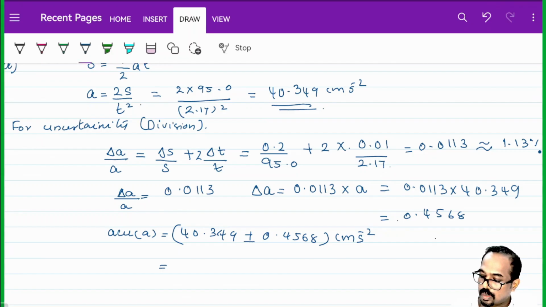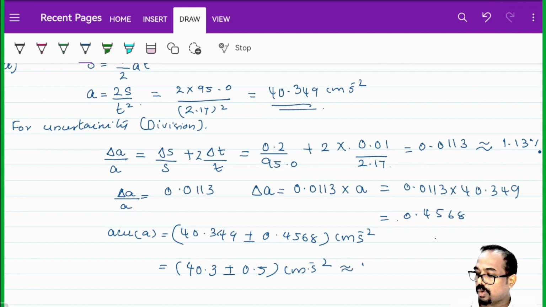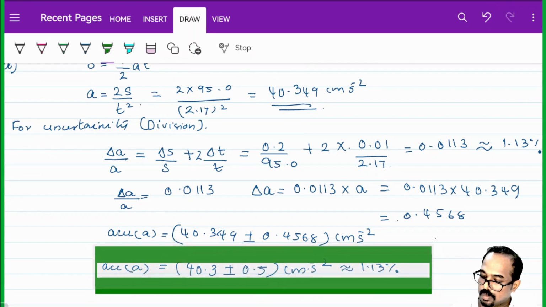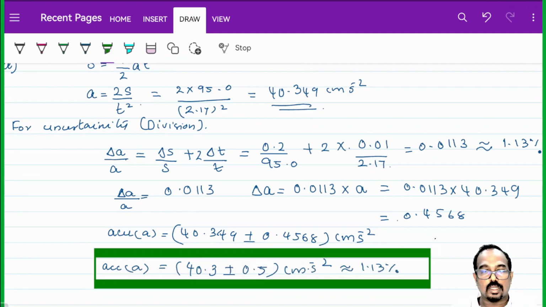Now you round it off and write it in suitable significant figures. So you can write it as 40.3 plus or minus 0.5 centimeter per second square, with the percentage uncertainty 1.13 percent. So this is your acceleration, and this is the answer for part A.